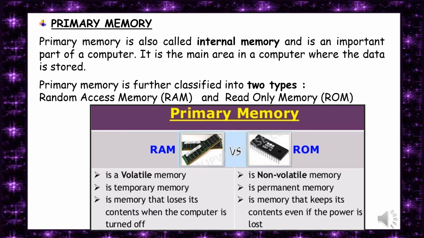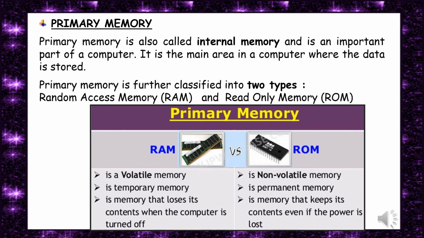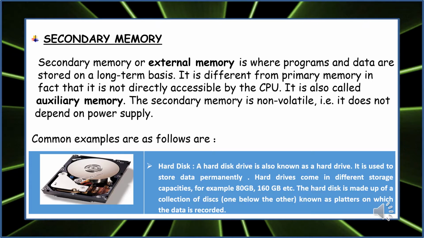Now let me start with ROM. What is ROM? ROM is non-volatile memory. What is non-volatile memory? The memory that keeps its content even when the power is lost. And ROM is permanent memory. So students, I am over with primary memory.